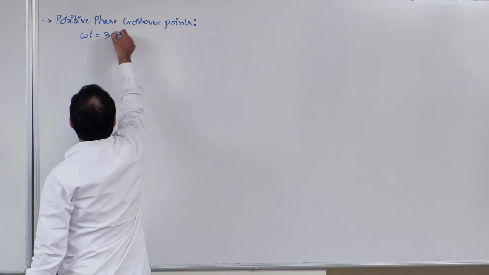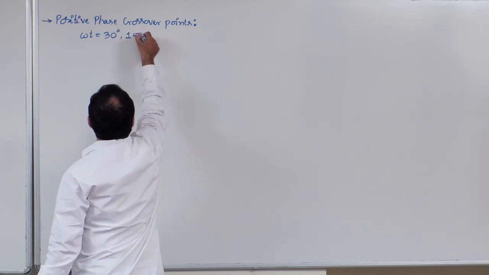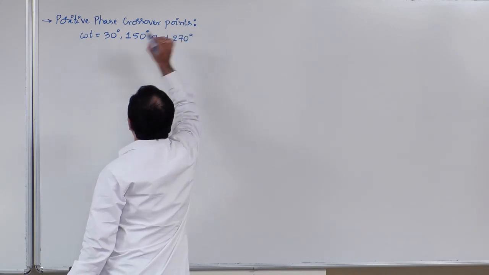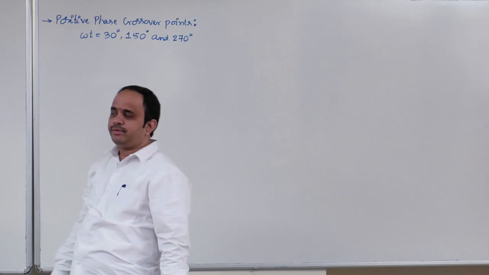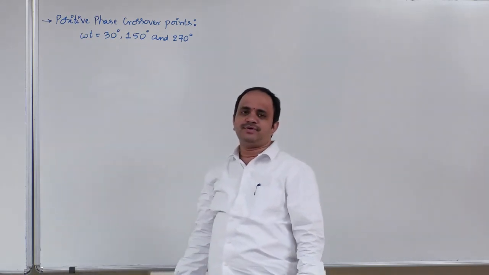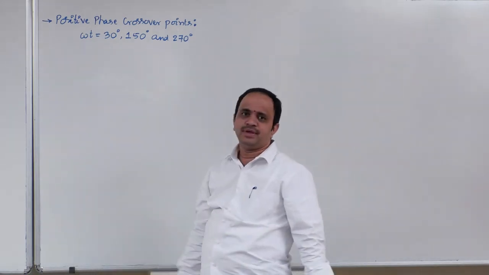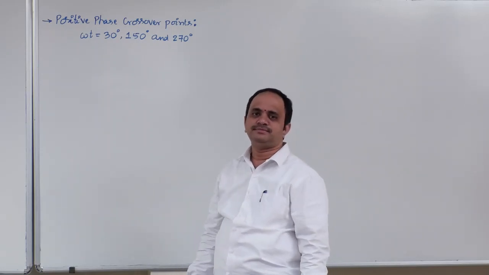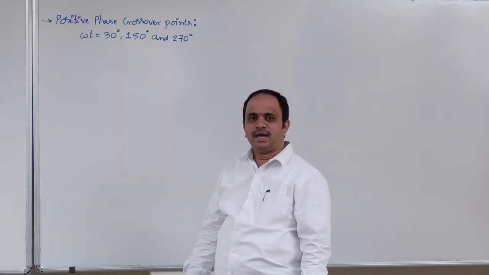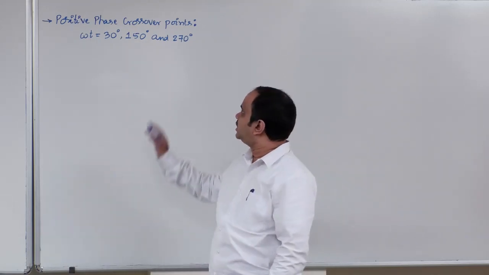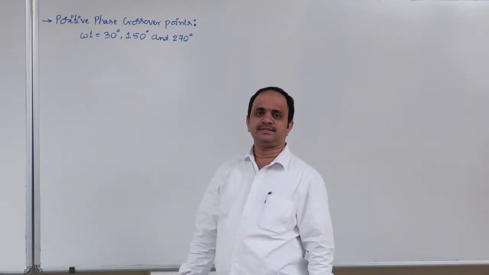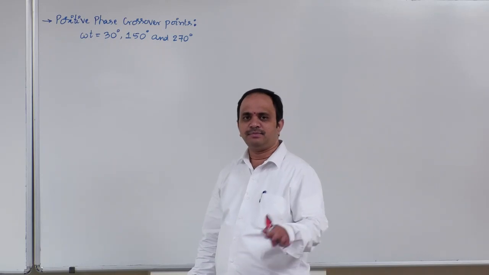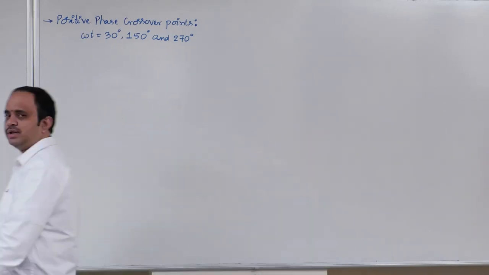Omega t is equal to 30 degree, 150 degree and 270 degree. At omega t equal to 30 degree, 150 degree and 270 degree, any two phase voltages are crossing in the positive side. Third phase voltages have negative peaks. Therefore, these 3 points are named as positive phase crossover points. I hope it is clear. In the similar line, now let us look into negative half.